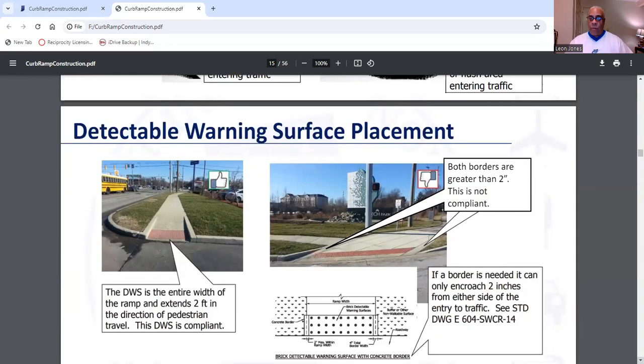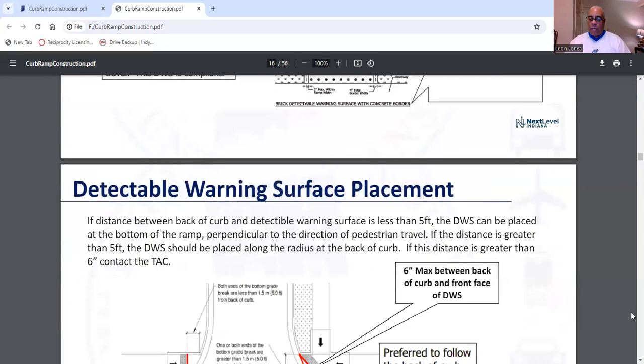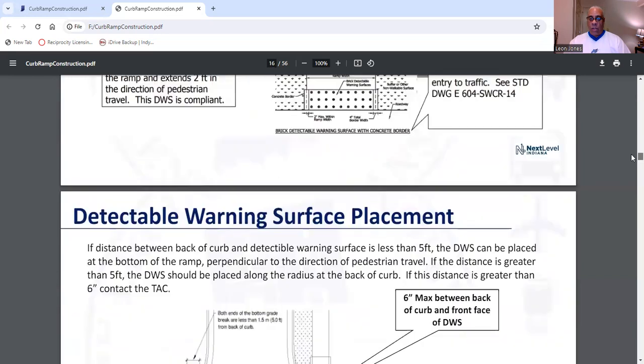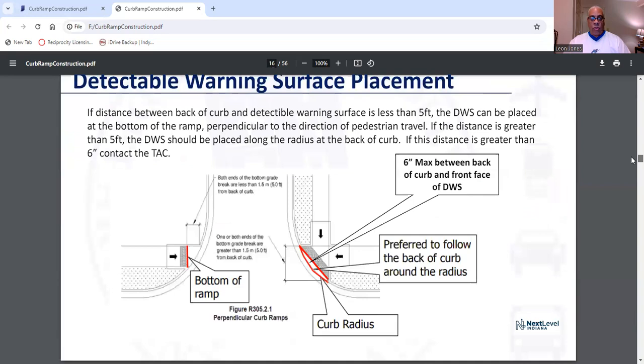And this is just not for Indiana. Every state has ADA compliance and standard drawings. And you must know how to read the standard drawings. Again, we're still on detectable warning surface placement.